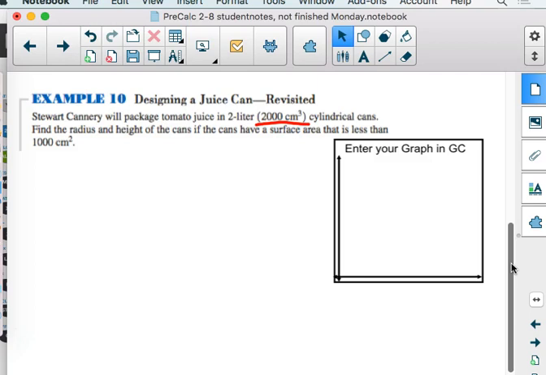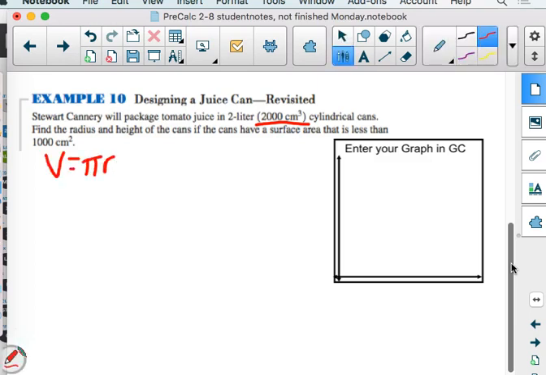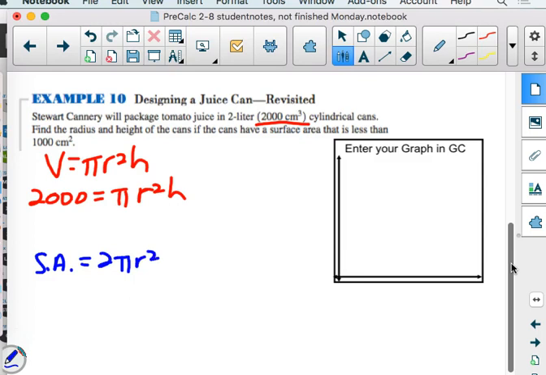Okay, so the issue with this one was we've got volume, and then we have to use that together with surface area. So important that we remember that the volume of that cylinder is pi r squared h. We had a 2,000 in here. And because the surface area formula has both an r and an h in it, we had to substitute. But let's hang on a second so everybody can see, remember what we were doing with this. Surface area formula, 2 pi r squared plus 2 pi r h. So there's our surface area formula right there.